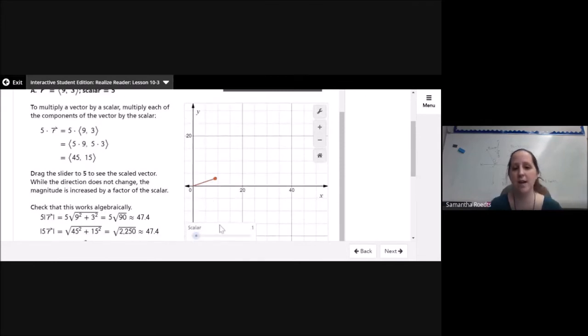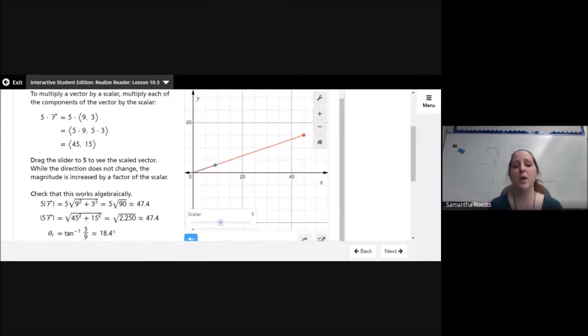I can drag the slider to 5. Oops, too far. Okay. To see the scaled vector, while the direction does not change, the magnitude is increased by a factor of the scalar. So I multiply whatever I would get from my magnitude by 5 in this case, which is my scalar. So I find the magnitude the same way: the square root of 9 squared plus 3 squared, which gives me the square root of 90, times 5. You could also just use the components, which is 45 squared plus 15 squared, and you'll get the same answer.